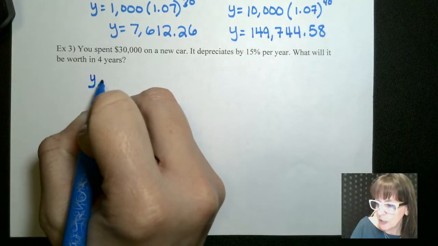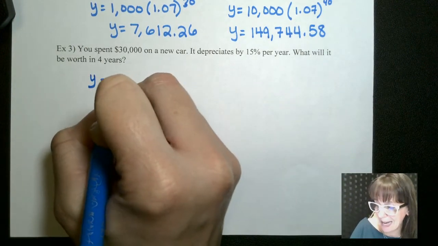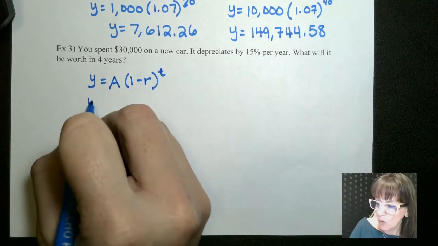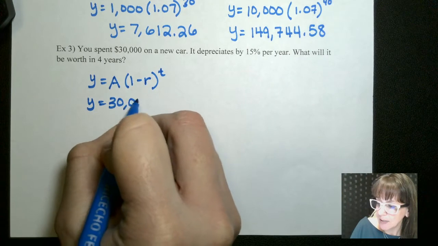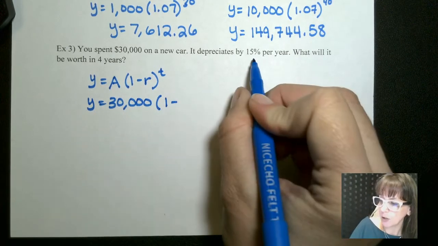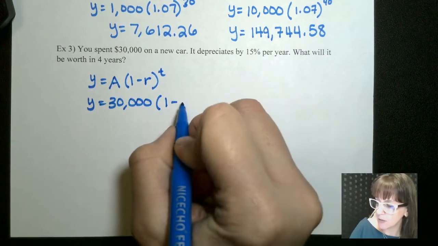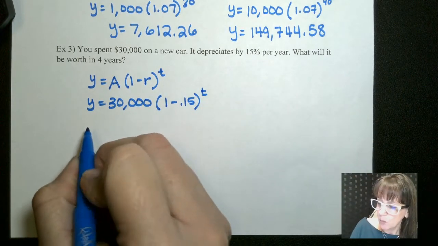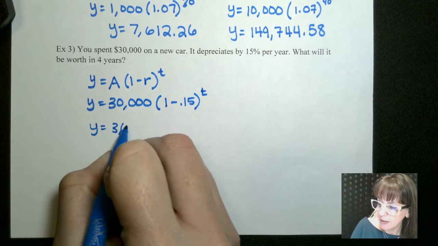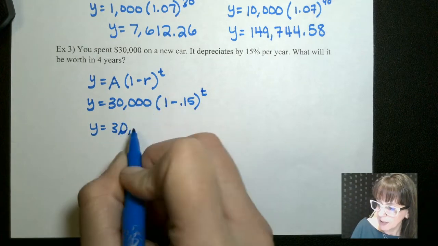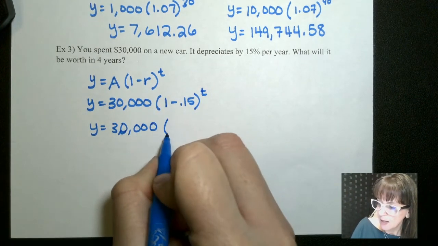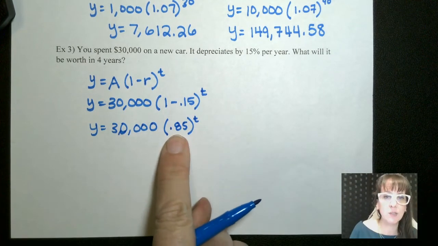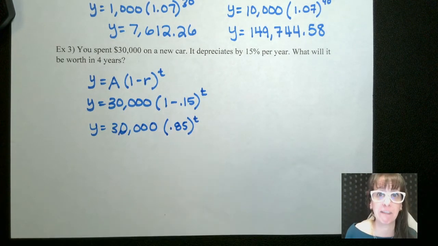This time it's depreciating, so that's going to be a decay. So we have 1 minus our rate. So y equals 30,000, and then we have 1 minus our rate, which is 0.15, to the t power. So y equals 30,000 times 0.85 to the t. That 0.85 is just the decimal version of 85%.